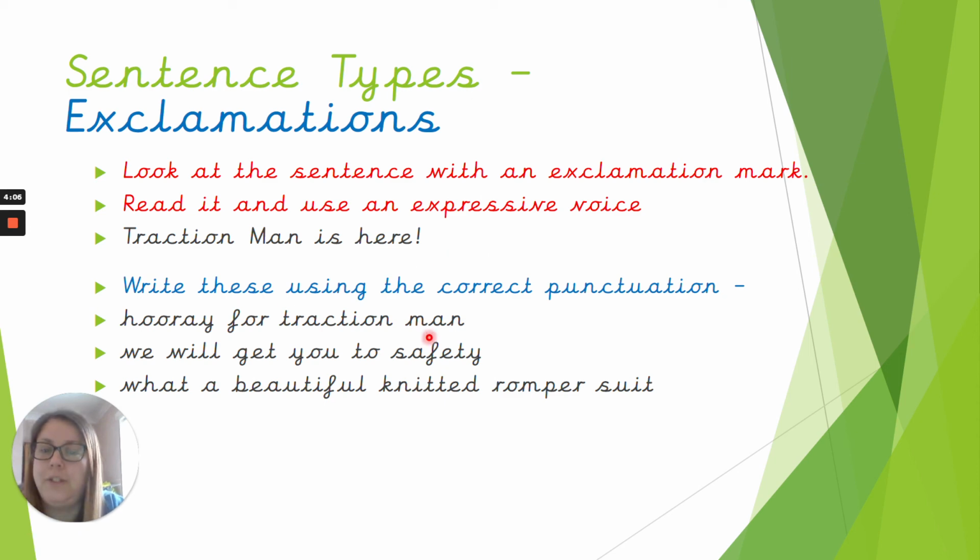So what I want you to do is write out these three sentences with a capital letter and an exclamation mark at the end. And maybe you could see if you can say them as well. So after you've written them down, see if you can say them in different voices in an expressive way, because that's often why an exclamation sentence is used. So copy these sentences out, capital letter at the beginning and an exclamation at the end.